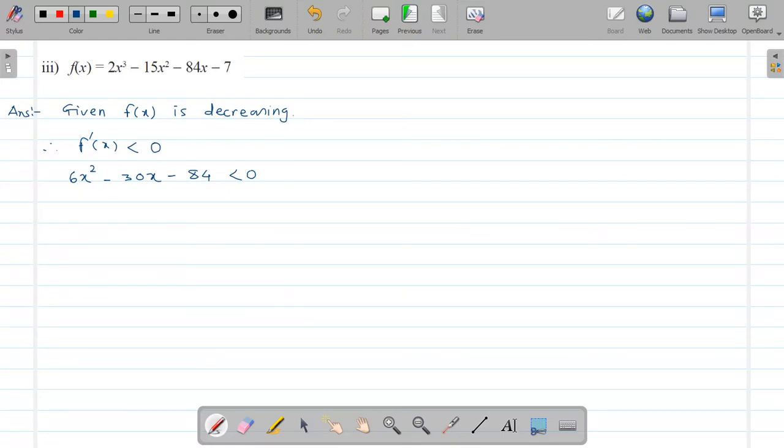Now again here you get the quadratic equation. Take 6 common and divide. So here you will get x square minus 5x minus 14 less than 0, dividing by 6. Now solve this quadratic equation by taking the factors of the middle term. So x square minus 7x plus 2x minus 14 less than 0.